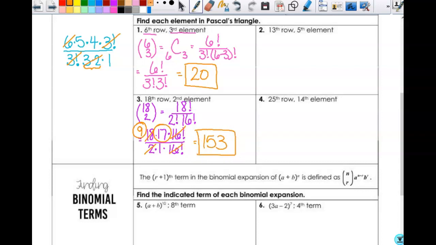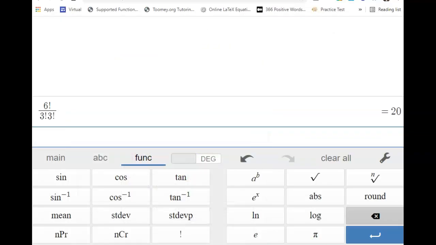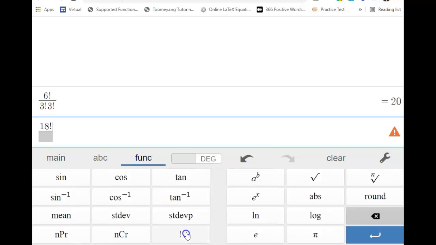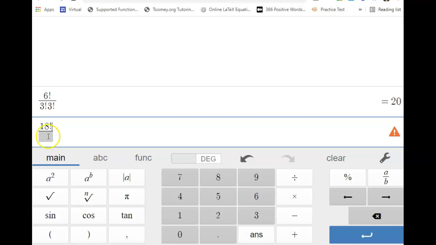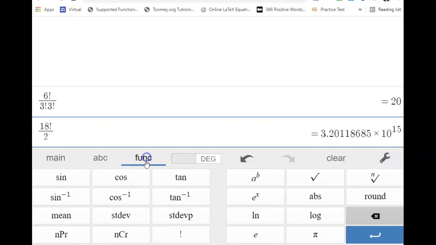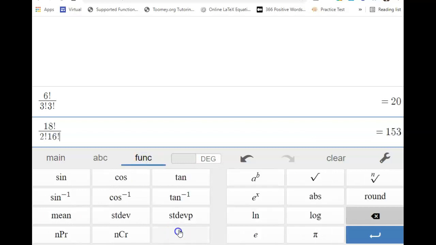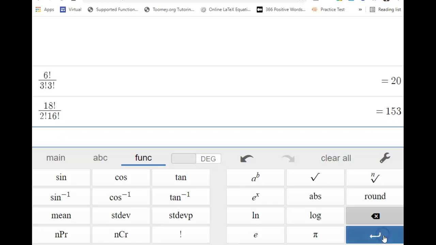So let's put that one in the calculator as well. Here's my fraction. In my numerator, I wanted 18 factorial. In the denominator, I had 2 factorial times 16 factorial. And oh look, my answer is 153.